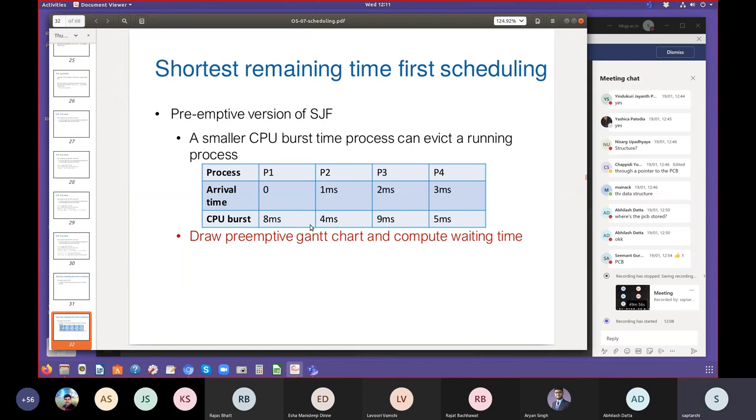Okay. So I want you to take a couple of minutes and work out this example. If you have any questions, ask. Otherwise, please work out the example and give me the answer. And again, we are computing average waiting time.